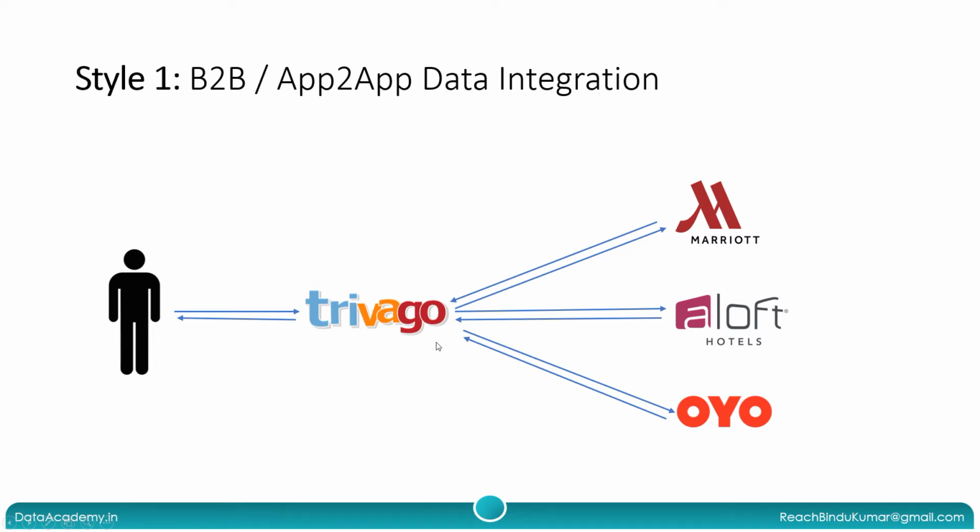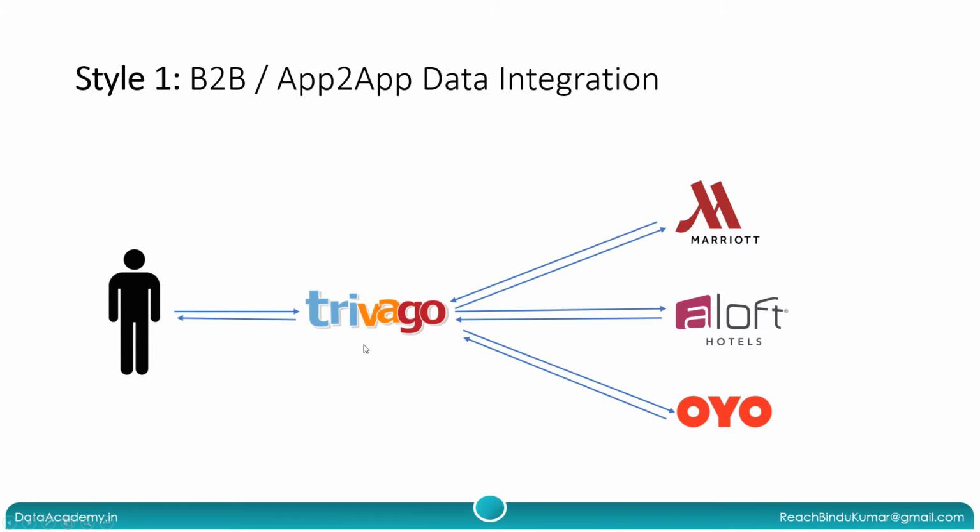So this is very similar to the previous example where there is data interchange between these different businesses. Here Trivago is one of the businesses and Marriott, Aloft, Oyo are the other businesses. So there is data interchange between the different businesses.